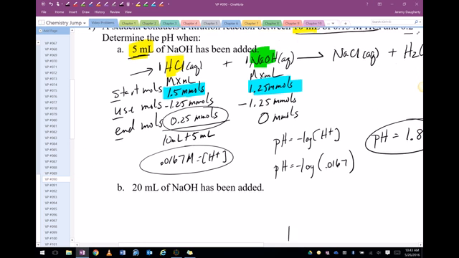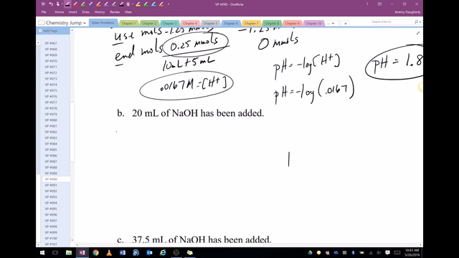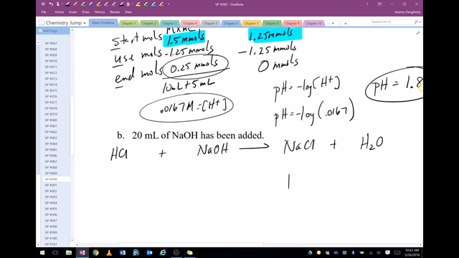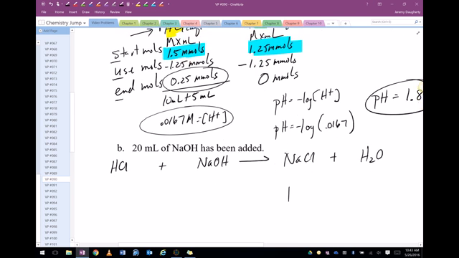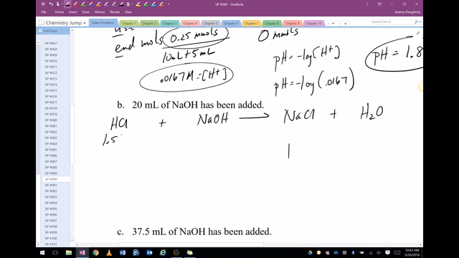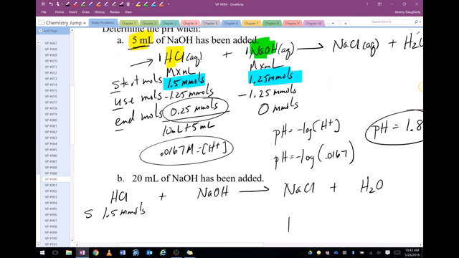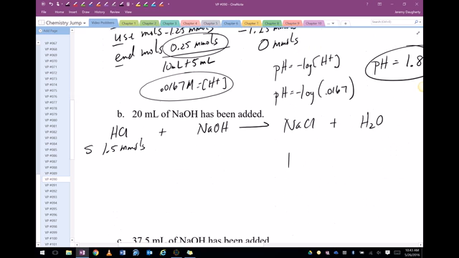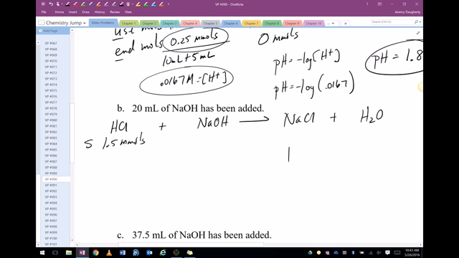Let's add 20 milliliters of sodium hydroxide. So here I'm going to write out the reaction again. HCl plus NaOH yields NaCl plus water. So the HCl, I start out with still just 10 milliliters of that 0.15 molar. So I start out with 1.5 millimoles. For the sodium hydroxide now, it's 20 times 0.25. So I start out with 5 millimoles of sodium hydroxide.